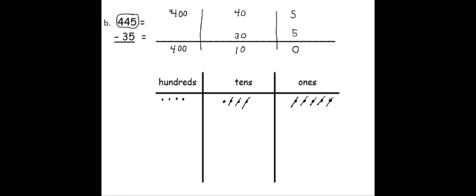Now I combine these three answers for my final difference. 400 plus 10 plus 0 equals 410, and that matches the dots on my place value chart. I have 4 hundreds, I have 1 ten, and 0 ones.